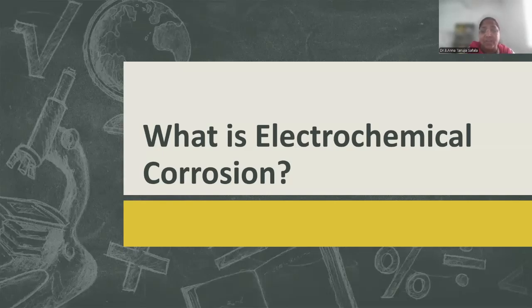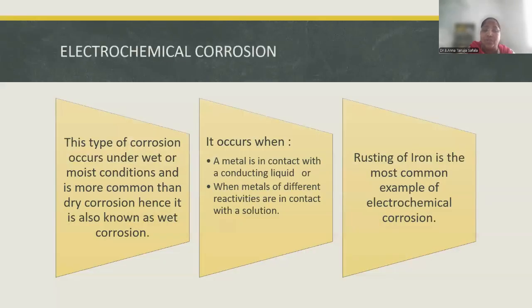This definition of electrochemical cell is obviously related to electrochemistry. How can we connect this to corrosion? Yes, of course, we can connect corrosion to electrochemistry because corrosion occurs through simultaneous oxidation and reduction reactions in electrochemical corrosion. So, what is electrochemical corrosion? This is a type of corrosion which occurs under wet or moisture conditions and is more common than dry corrosion. Hence, it is also known as the wet corrosion process.